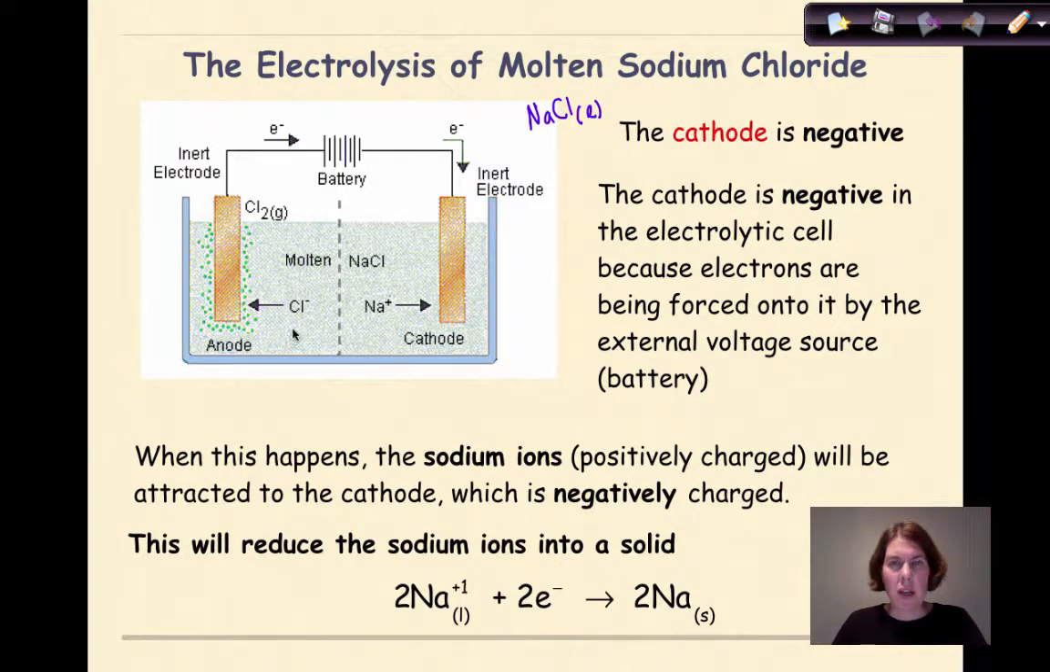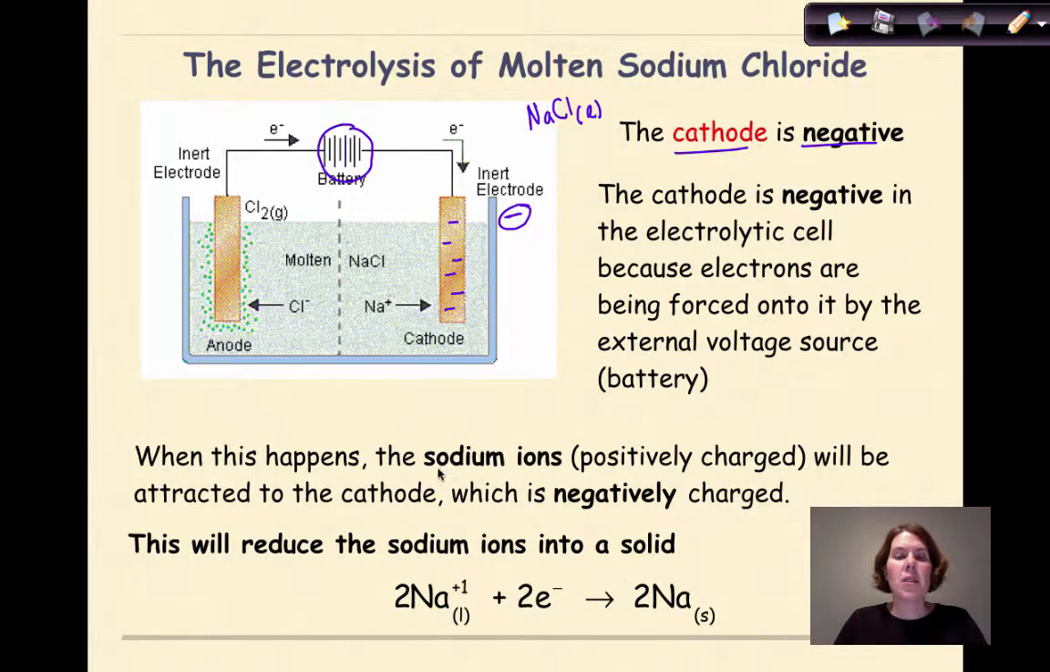When we look at this electrolytic cell, the cathode is going to be negative. Here's my cathode, and it is going to have a negative charge associated with it. The cathode is negative in the electrolytic cell because electrons are being forced into it by the external voltage source, in other words, the battery. So my battery is right here, and the battery is forcing the electrons, and we can see it happening through these arrows, the electrons come through this wire into the cathode, and then this becomes negatively charged. So in an electrolytic cell, the cathode is going to have a negative charge.